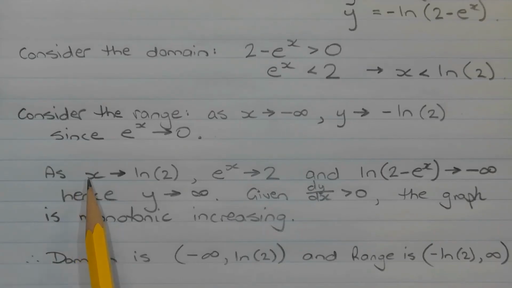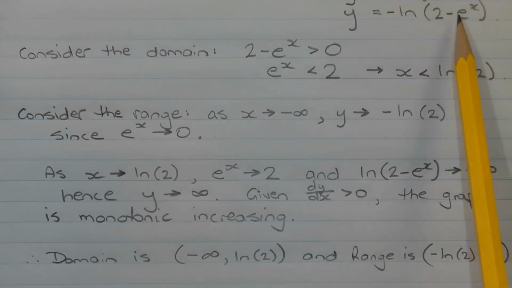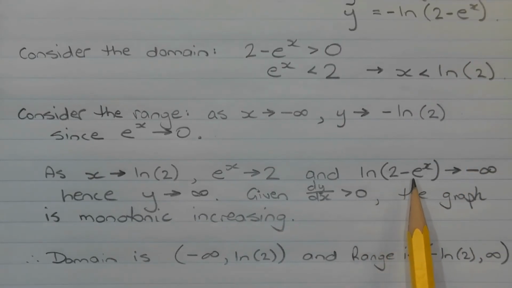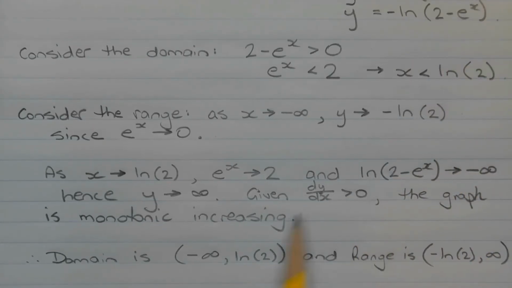Let's see what happens as x approaches ln of 2. If we go back to our function here, e to the power of x approaches 2, which means ln of 2 minus e to the power of x approaches negative infinity, but it's negative ln of 2 minus e to the power of x. This is a positive. And a negative over negative, of course, turns this negative infinity into a positive infinity. Hence, y approaches infinity.